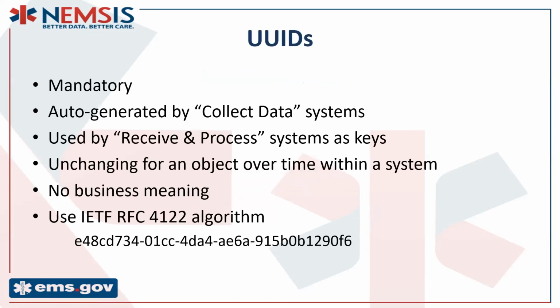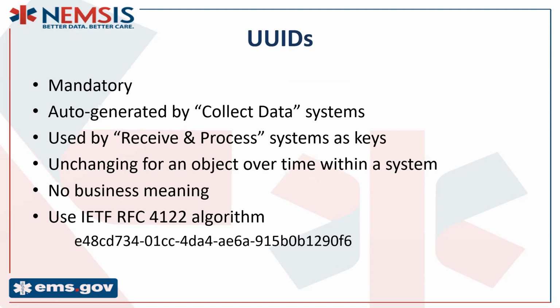One of the big additions to NEMSIS 3.5 will be the introduction of a UUID, which stands for Universally Unique Identifier. UUIDs will be added to some data elements that I'll show you in a second. They will be mandatory, and they'll be auto-generated by local systems working at the agency level. They will be used by state and national level systems as keys or identifiers for objects in demographic data and for patient care reports. When a UUID is generated, it will never change after it has been generated for an object. UUIDs have no business meaning. They're auto-generated using an algorithm. You can see down at the bottom of the screen a sample UUID that was generated using the algorithm.